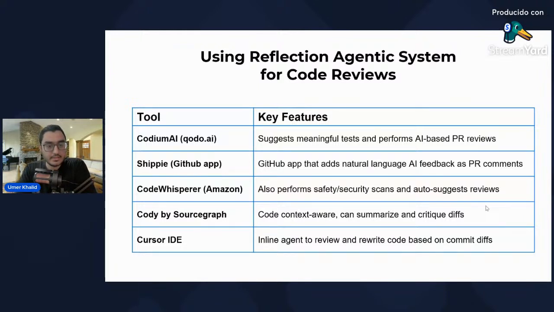other AI IDE tools out there. Then there's also Cody by Sourcegraph. Sourcegraph is a company that I'm personally very familiar with, because I'm in touch with one of the senior engineers from this company. So basically, the code it creates is context aware. It can summarize and critique the differences.